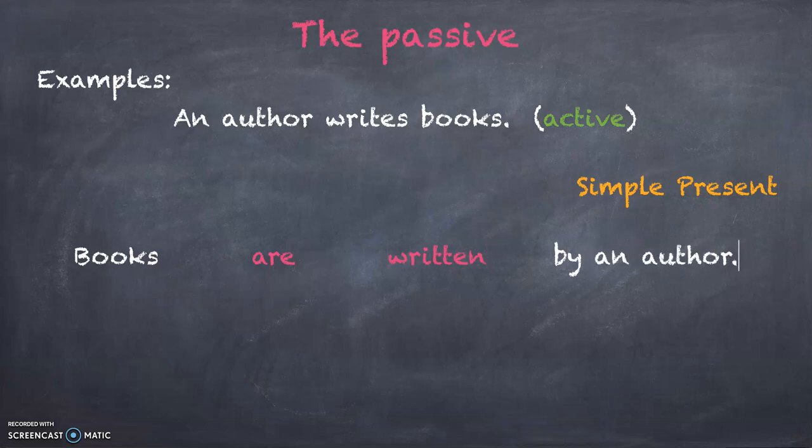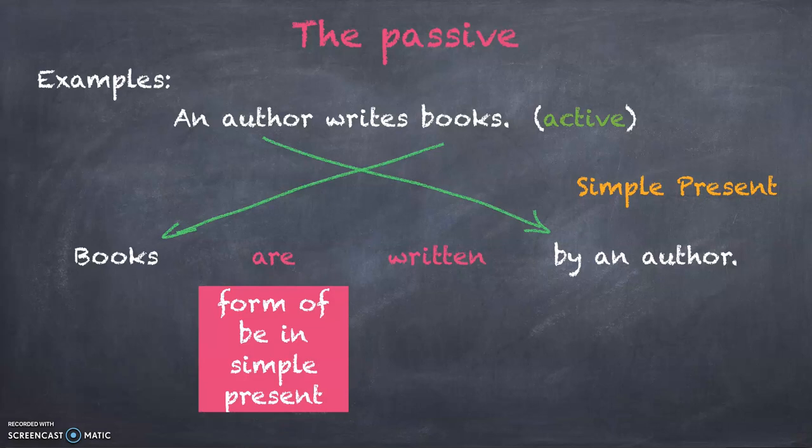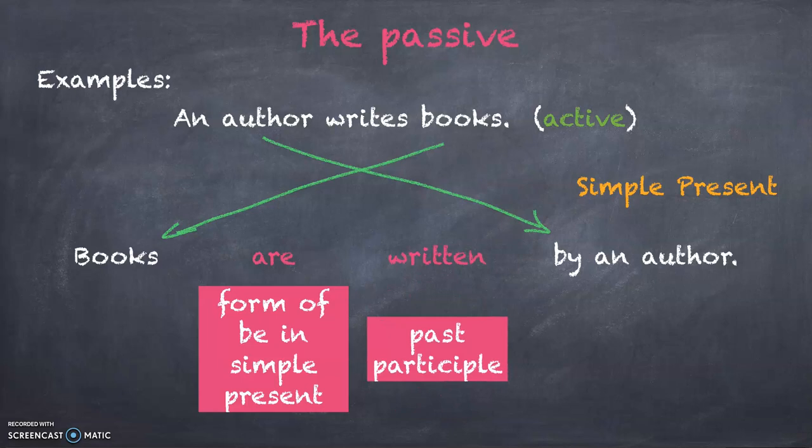In the first example, I'm going to show you what happens with the object and the subject of the active sentence. Books is the object of the active sentence, and in the passive sentence, it's the subject. And an author is the subject of the active sentence, and it's the by agent in the passive sentence. Let's look at the verb. We have are written. Are is a form of be in simple present, and written is the past participle, the third form of to write.